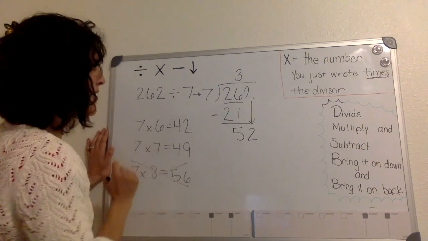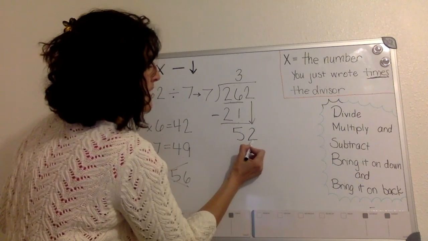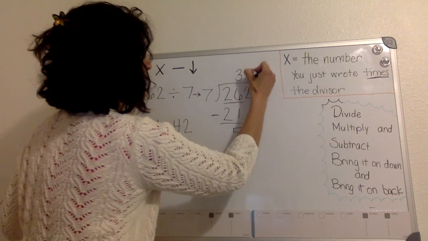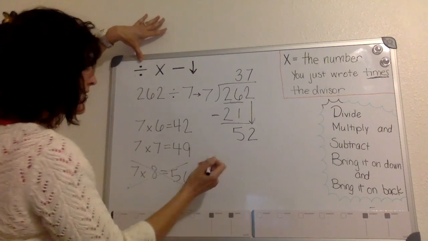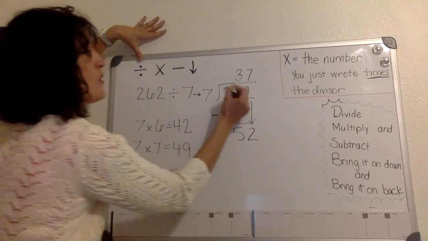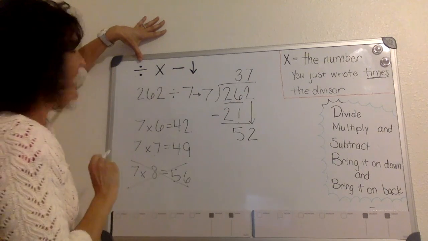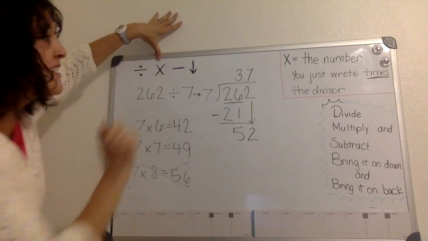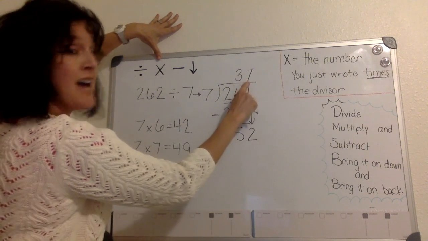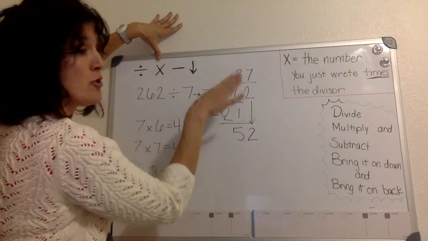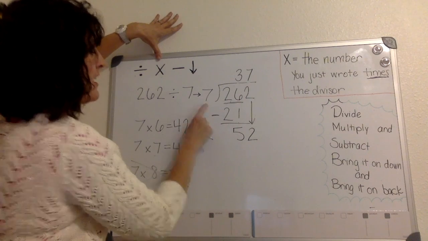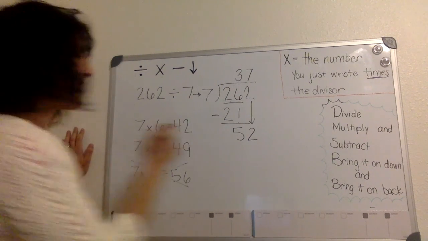So where do I put my 7? Well, since I'm dealing with my 2, I just brought it down, I'm going to put it right above my 2 up here. Because when I divide, my answers for the division part always go on top of the line. Next, multiplication. The number I just wrote times the divisor. I just wrote the 7. I did not just write the 3. Ignore it. 7 times 7 is 49.